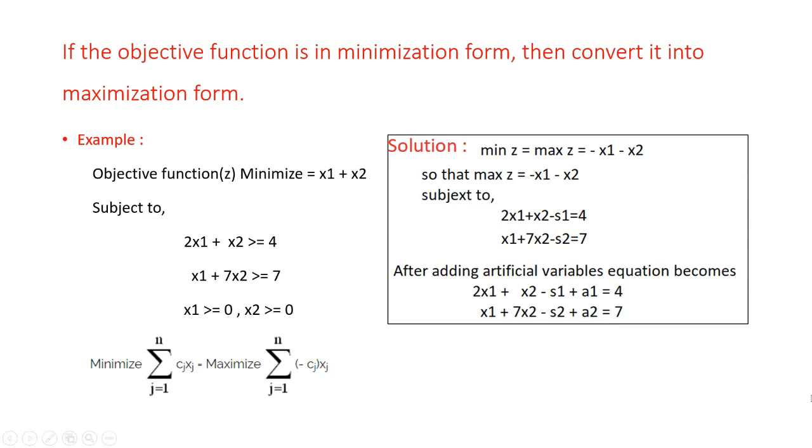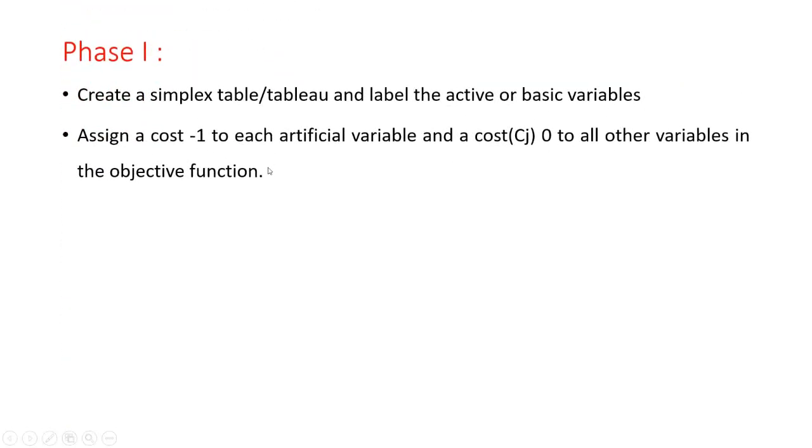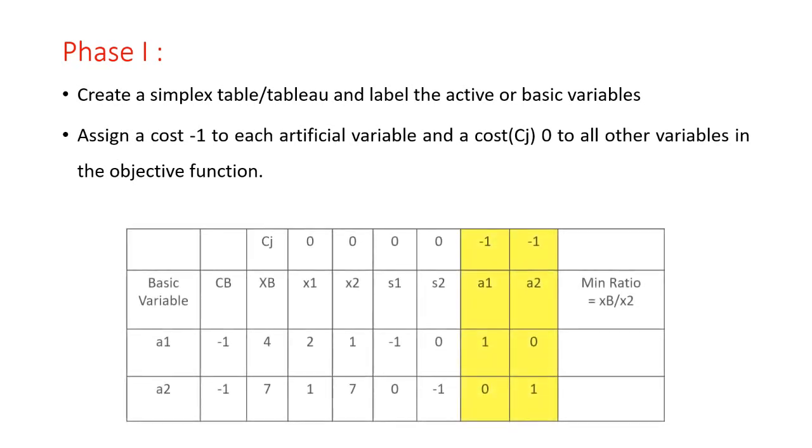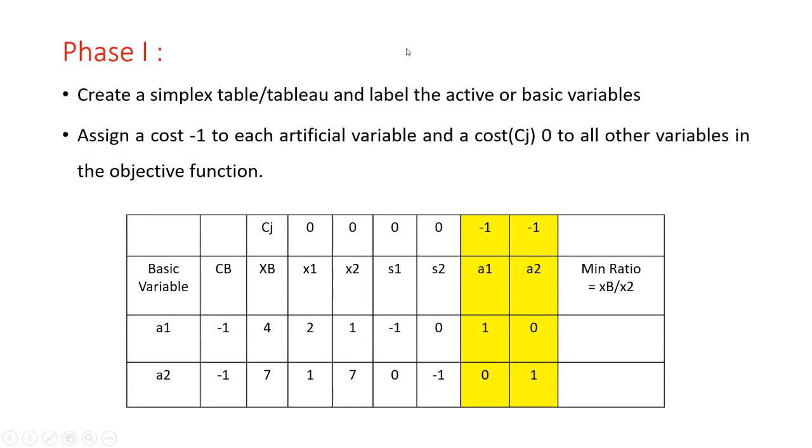After adding the artificial variables, the next step is to start phase 1. In the two-phase method there are two phases, phase 1 and phase 2. In phase 1, we remove all the artificial variables used in the equations. In phase 1, create a simplex table and label the active or basic variables. Here I have created one table with some active and basic variables, and assign a cost of minus 1 to each artificial variable and a cost of 0 to all the other variables in the objective function.